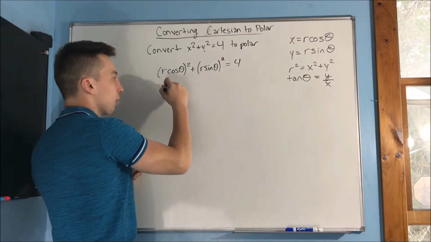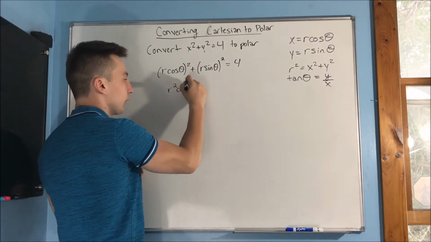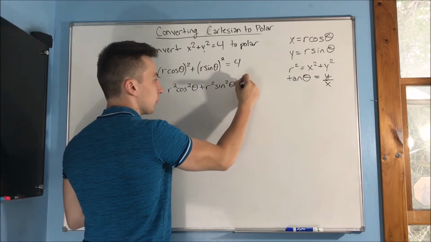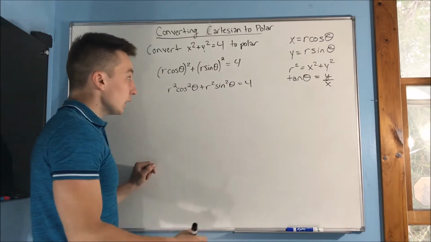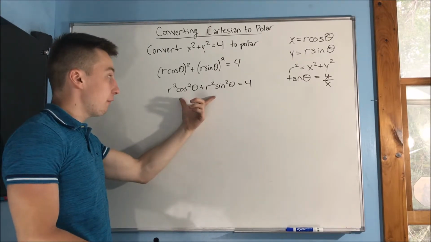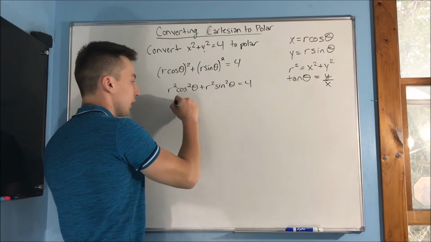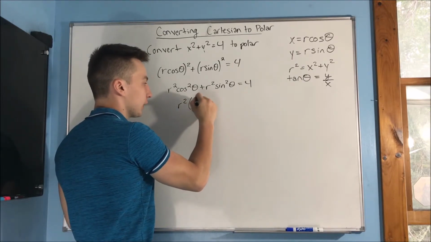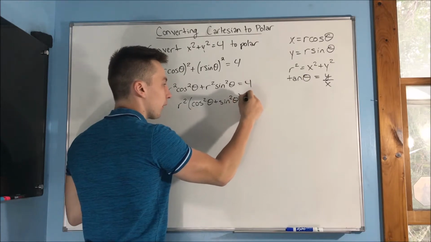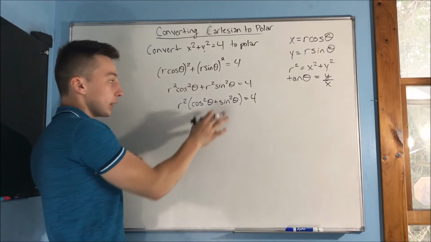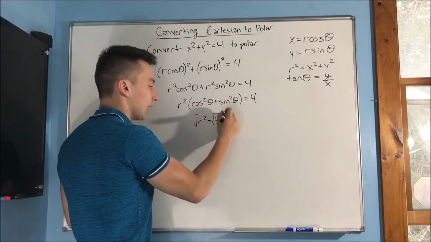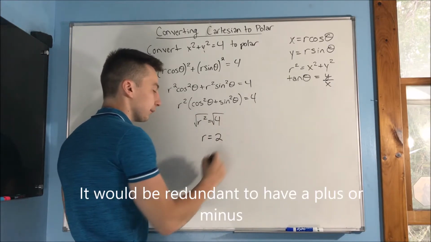We can, of course, square both of these. We get r squared cosine squared theta plus r squared sine squared theta equals 4. Notice that we have a cosine squared and sine squared that we can get by itself by factoring out that r squared. We get r squared times (cosine squared theta plus sine squared theta), and that's going to equal 4. Since this is 1, we get that r squared equals 4. Take the square root of both sides, and we get that r equals 2.